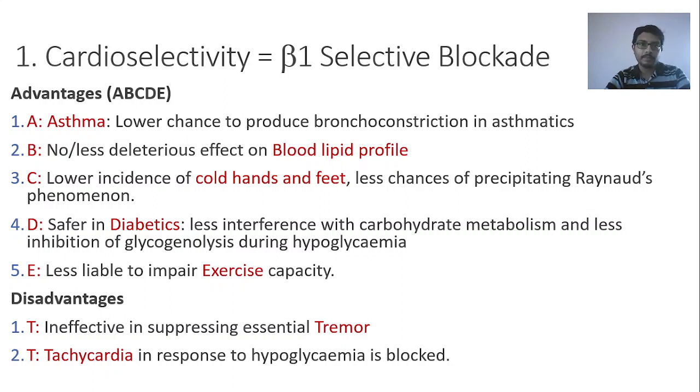These are the advantages: A, B, C, D, E. A for asthma, B for blood lipid profile, less harmful alteration, C for cold hand and feet, Raynaud's syndrome, D for diabetes, E for excess capacity. Whereas disadvantages are two: one is tremor, essential tremor, second one is tachycardia.